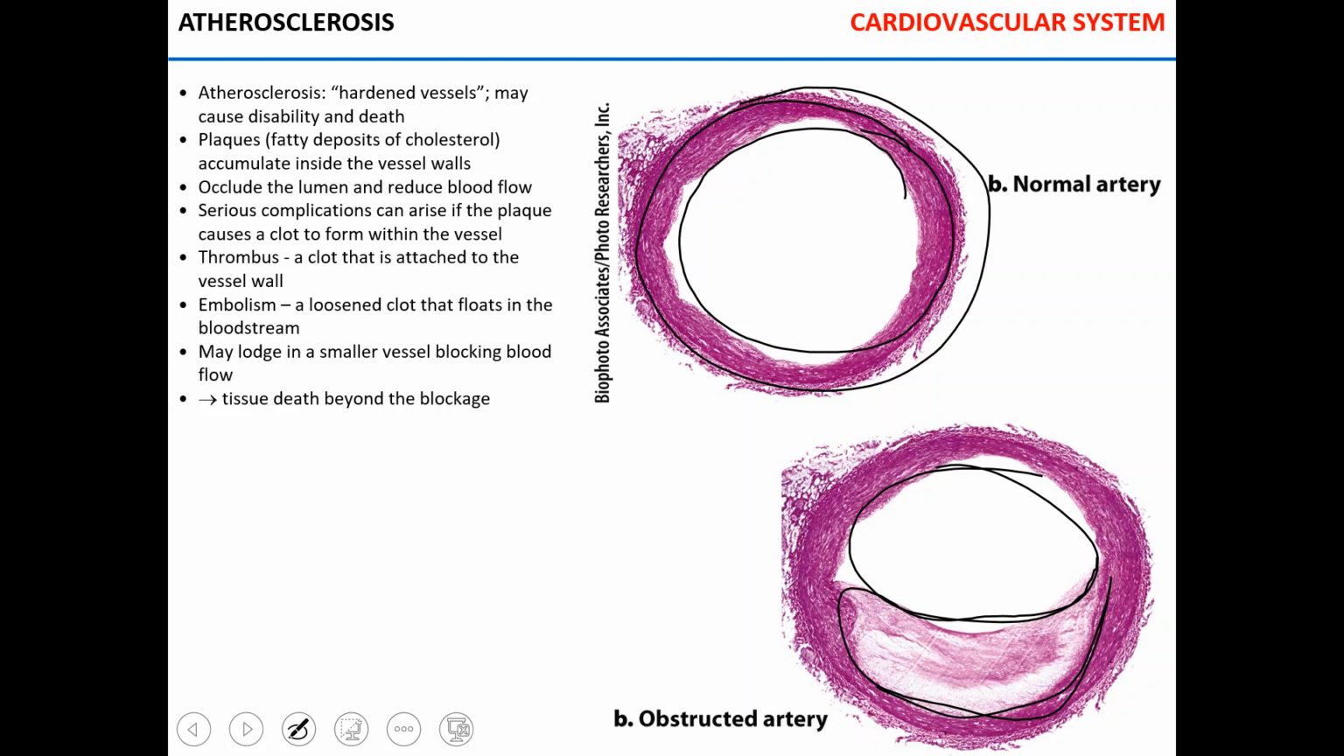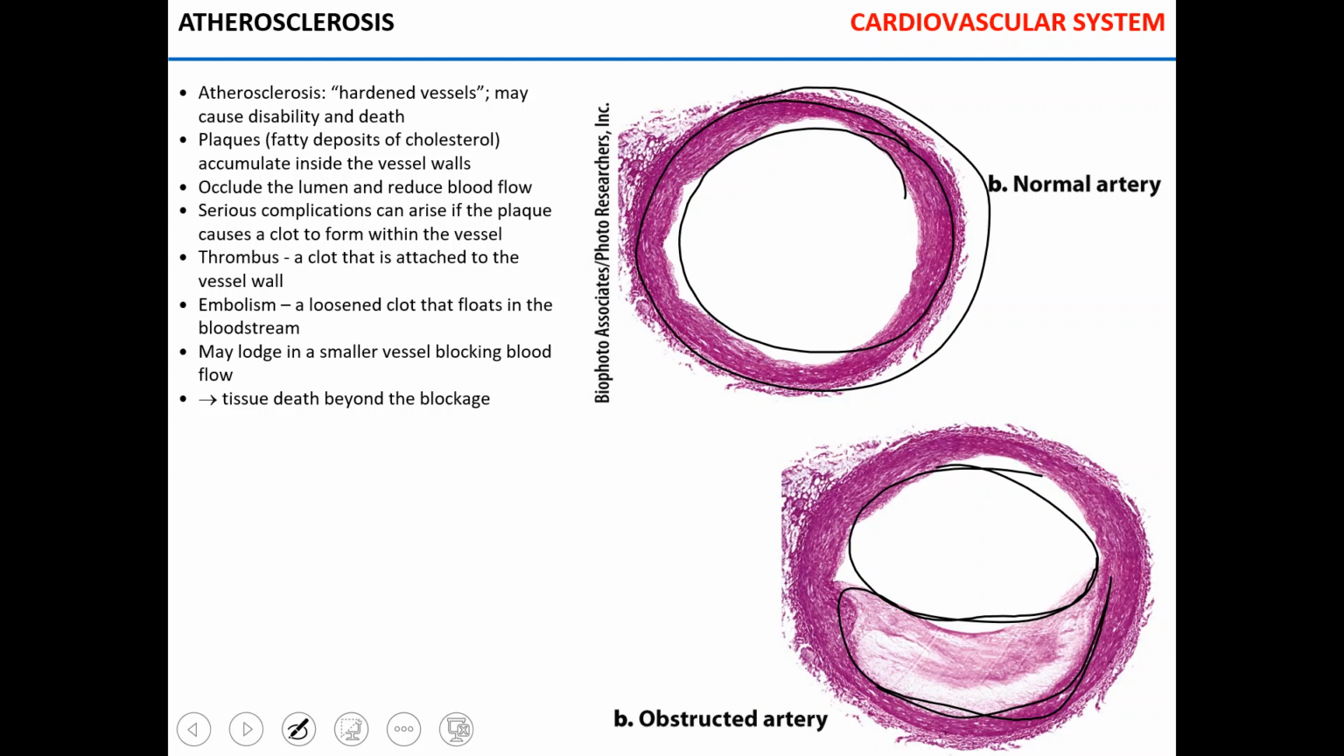If atherosclerosis is in the heart, in the coronary vessels, that reduces the blood flow to the cardiac muscle. If atherosclerosis develops in the cerebral arteries, it reduces blood flow to different parts of the brain, and that may be detrimental for that particular tissue. In some cases, people can develop a clot.